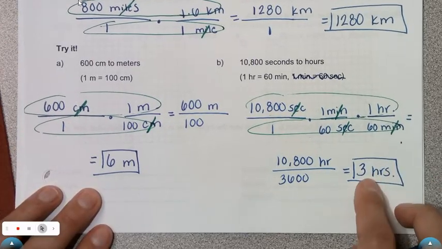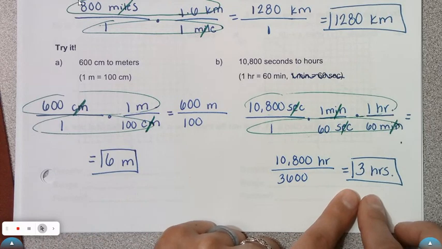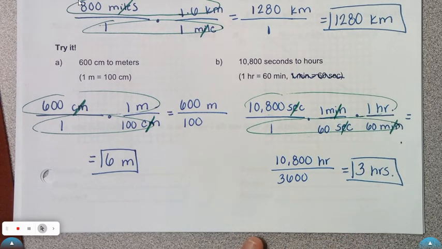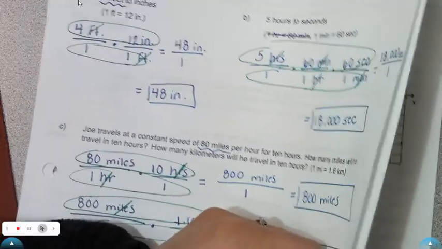Again, that one was a little bit different than the other ones. These two are similar in that you have to divide at the end to get your final answer. All right, we are now going to move on to function machines.